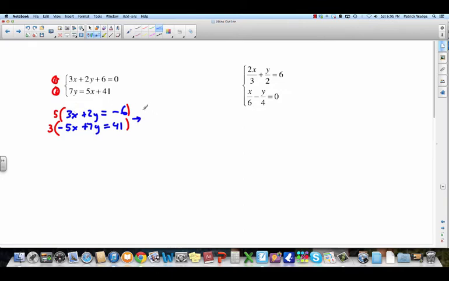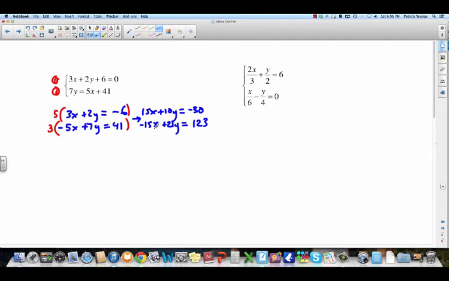5 times 3x is 15x. 5 times 2y is 10y. And 5 times negative 6 is negative 30. Down here, 3 times negative 5x is negative 15x. 3 times 7y is 21y. And 3 times 41, my goodness, it's 123.